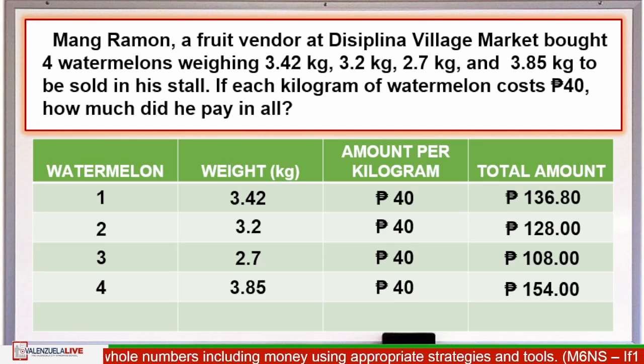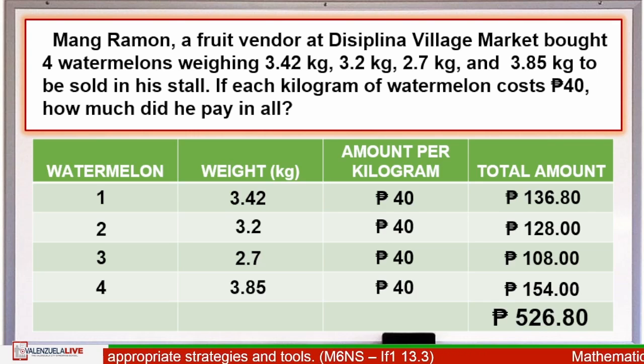Then, add the amount of each watermelon. So, we add 136 pesos and 80 centavos plus 128 pesos plus 108 pesos plus 154 pesos is equal to 526 pesos and 80 centavos. This is the total amount he paid, which is 526 pesos and 80 centavos.